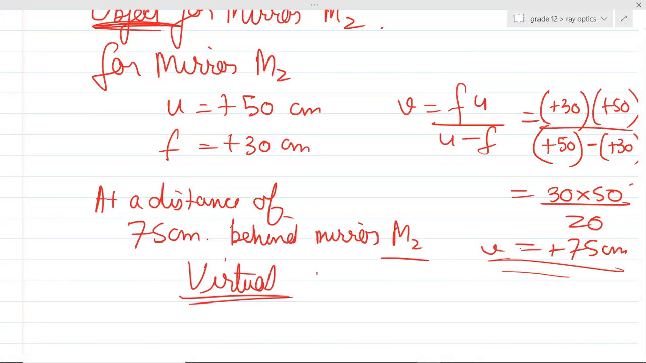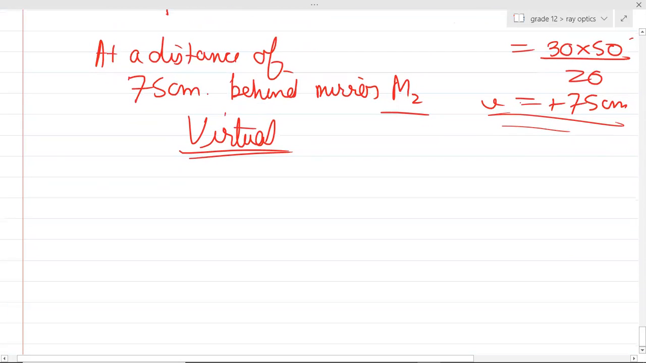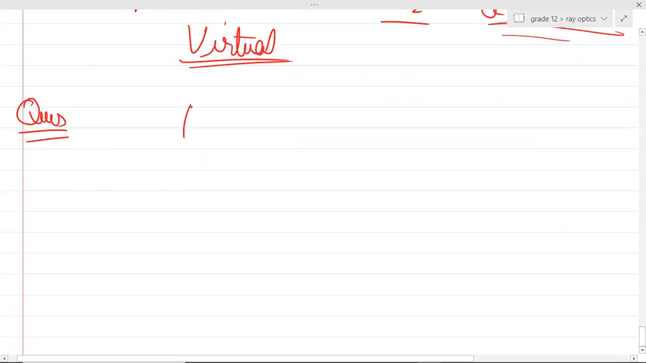Okay, so that's it for reflection. I'll give you one more homework problem. Try to do this at home. I don't know the answer for this, so don't ask. It's just for practice I'm giving you.